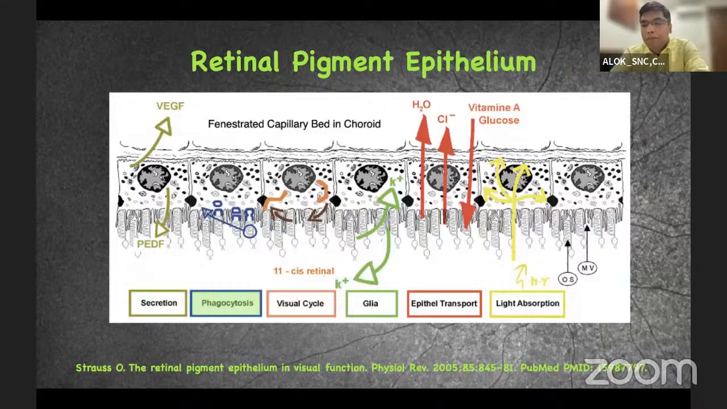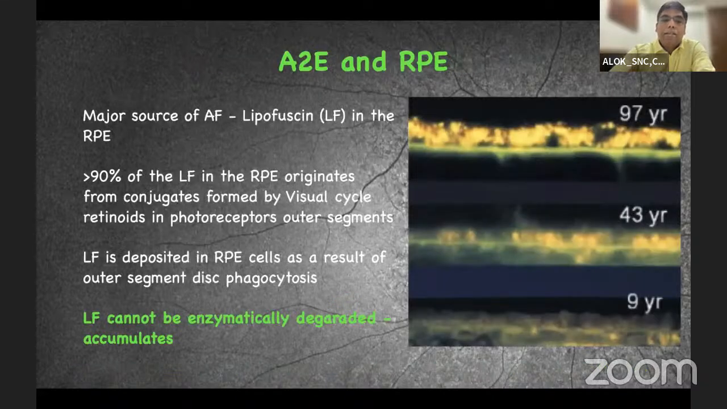Now, we also know that the outer segments are phagocytosed by the RPE. Of all the different functions of the RPE, one of the major functions is phagocytosis of the outer segments. And hence, the major source of autofluorescence is lipofuscin in the RPE. And 90% of this lipofuscin in the RPE is coming from the photoreceptor outer segments, which are formed during the visual cycle.